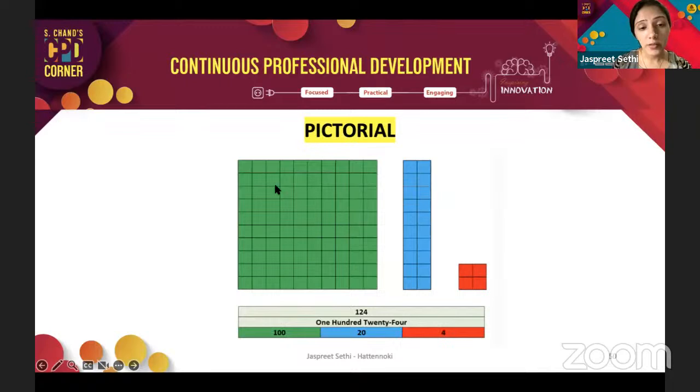The grid paper I have used to show place value, where I'm going above my popsicle sticks. So I'm looking at 4 blocks, and I'm looking at 2 10 blocks, and I'm looking at 10 10 blocks, and seeing the 100 and the 20 and the 4 building the number 124.